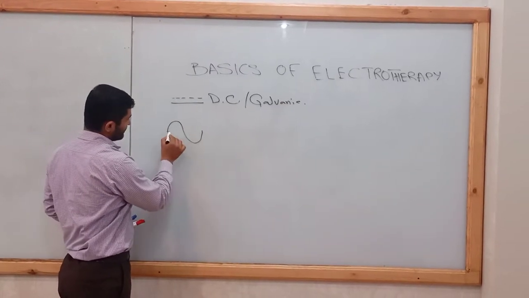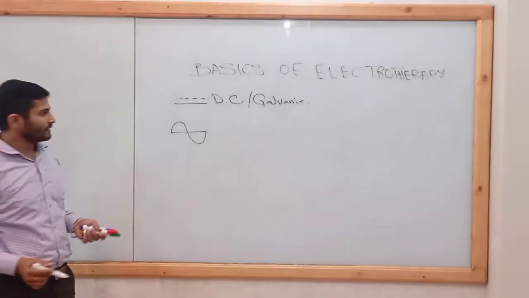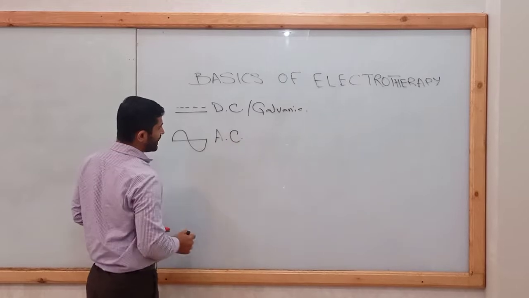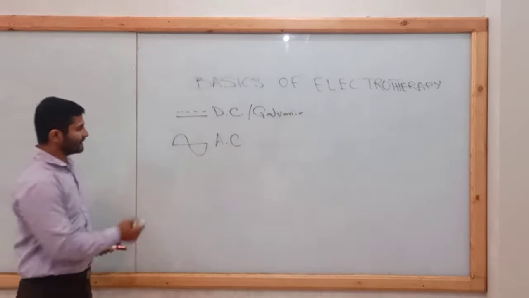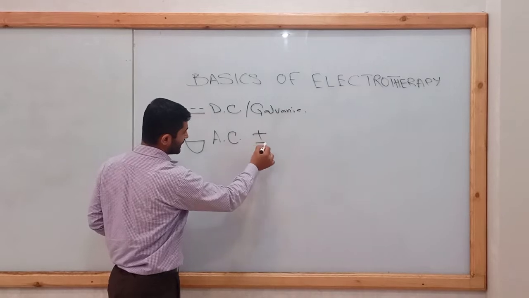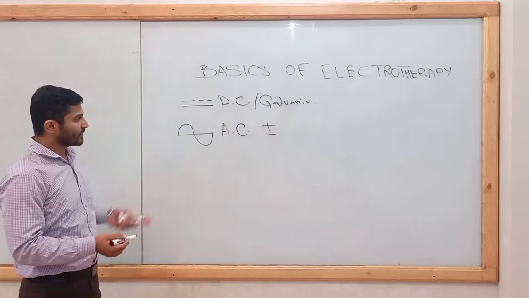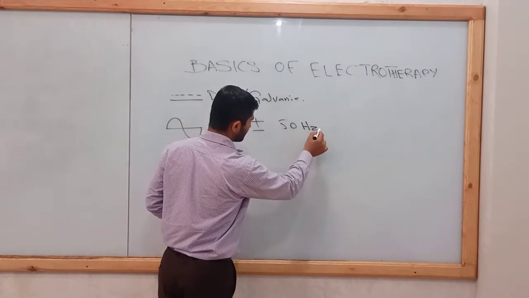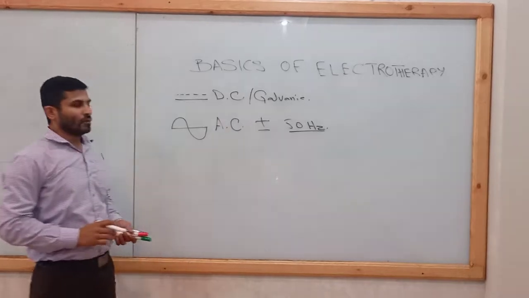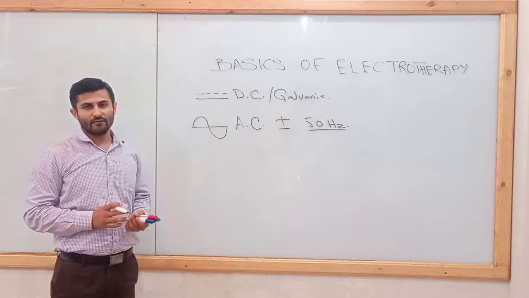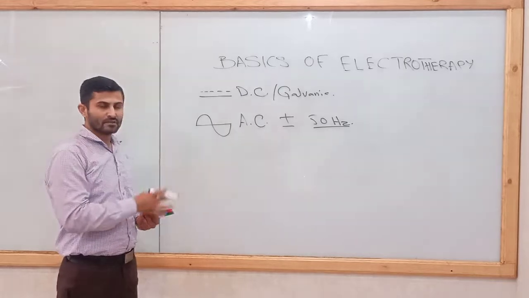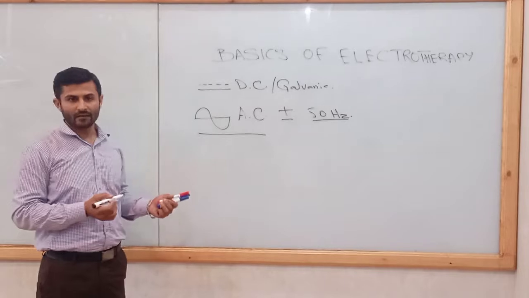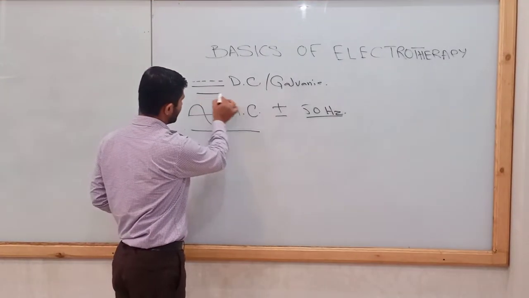Now this is called a sine wave and this is the symbol of alternating current. As you can see, this is alternating. It means that it is changing its polarity, positive and negative, and it has a certain frequency. For example, in Pakistan it's about 50 Hertz. Most of the physiotherapy appliances and devices that use electrical principles operate on the mains. They are using alternating current and they produce direct current.